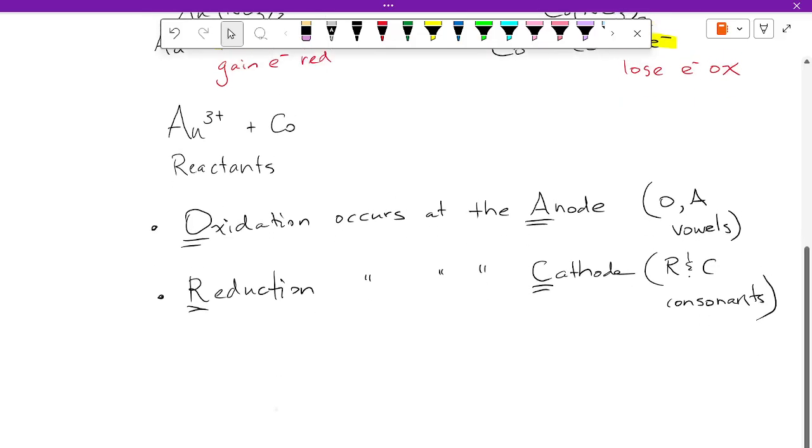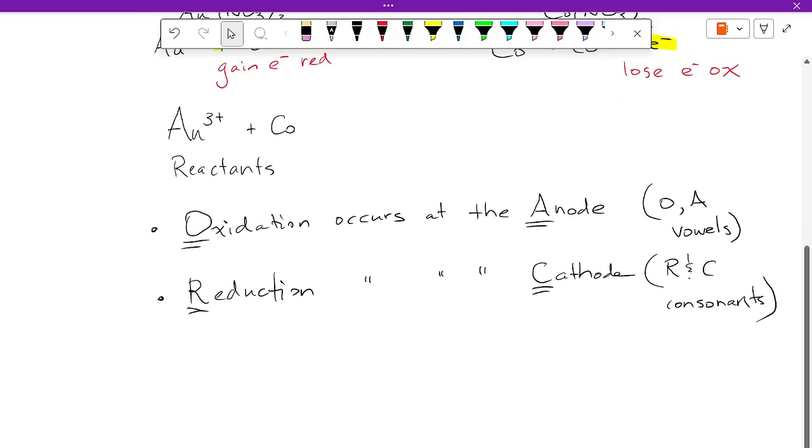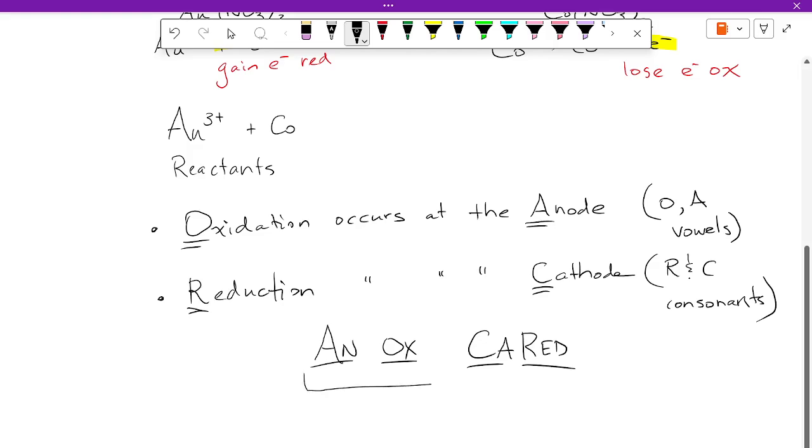Another way of remembering this: does anyone remember the little memory device that Tyler taught you? Yeah, an ox, red cat. An ox: oxidation occurs at the anode. Red cat: reduction occurs at the cathode. I forgot about that one. I think Hebden does an ox, red cat. Anyway, you've got both of those.